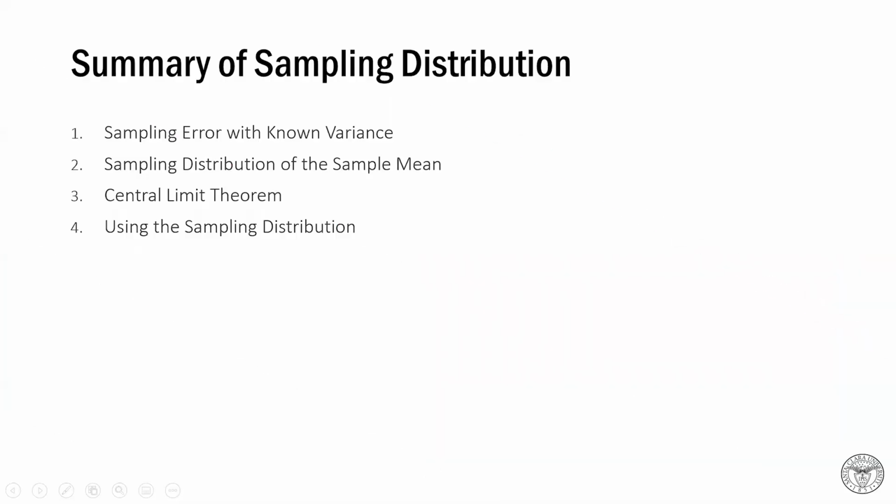In summary, in this video, we introduced the concepts of sampling error and sampling distribution. We also discussed the sampling distribution of the sample means and studied the central limit theorem, which is very important. Finally, we demonstrated how to use the sampling distribution.